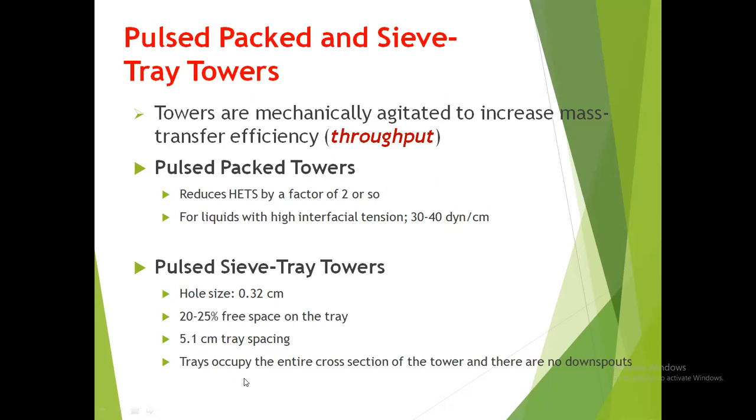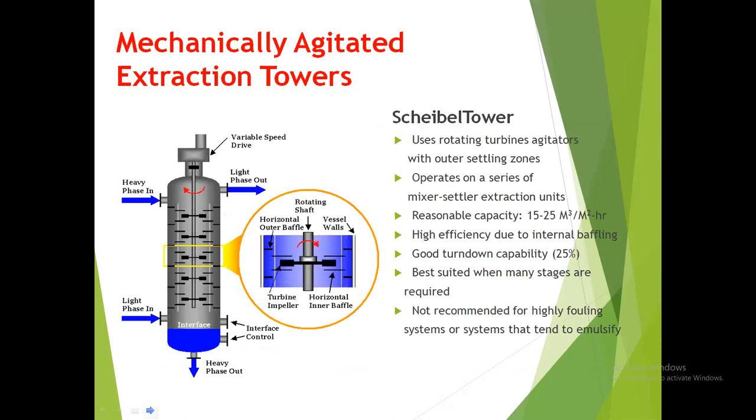Now, the trays occupy the entire cross-section of the tower and there are no downspouts that guide your liquid, that is your feed, that flows downward countercurrent against the dispersed solvent. So take note, we can have pulsed packed towers, similar to the packed tower that was discussed a few seconds ago. So it could be pulsed, and we can also have pulsed sieve tray towers.